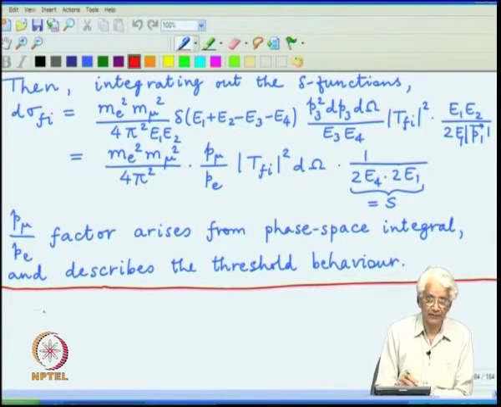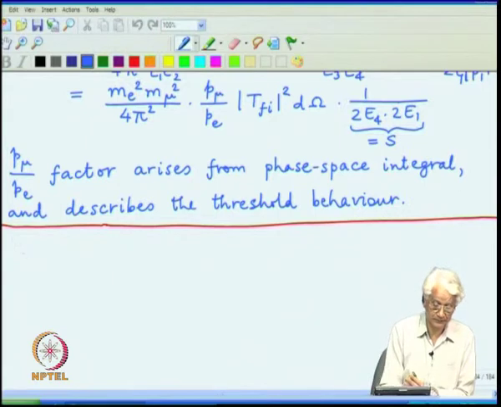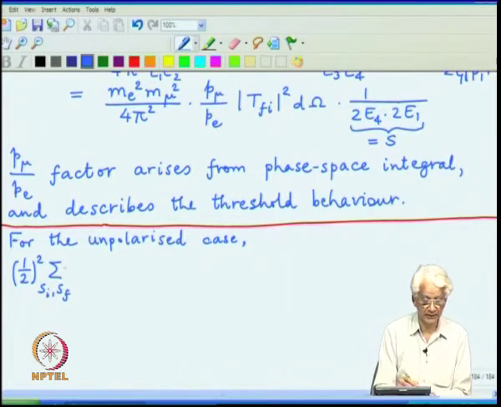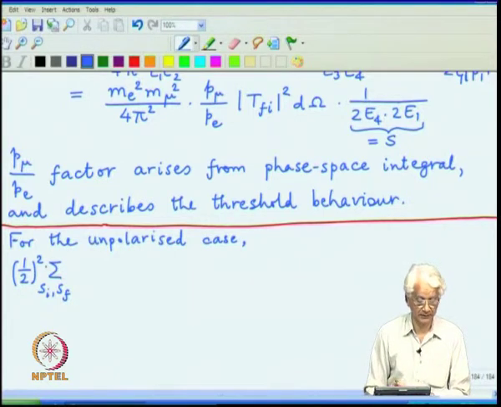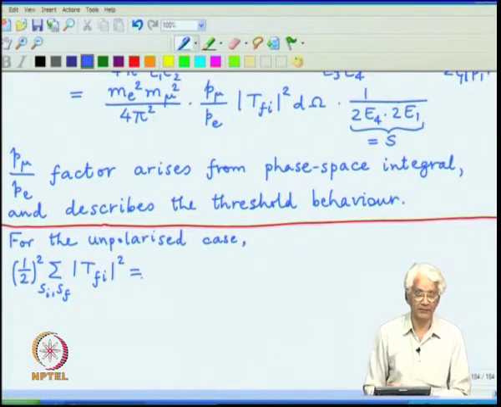So, first we just have to follow the usual procedure to write down |T_fi|^2. The unpolarized case amounts to averaging over the initial state and summing over the final state, averaging over each of the e+ and e- producing factors of half, and then there is a summation over all the spin degrees of freedom, and this is the object to be calculated.